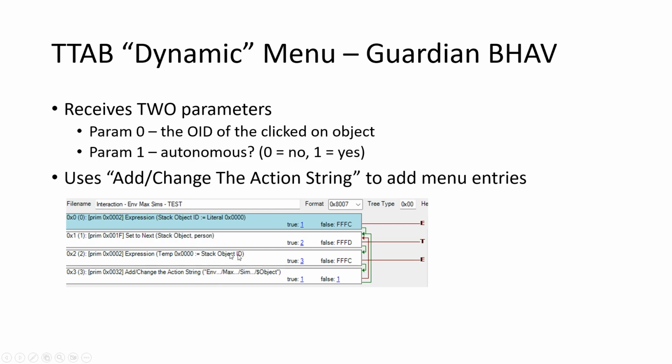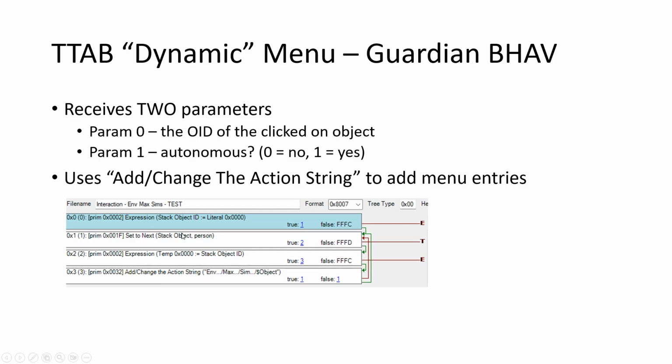We're going to do some magic of shoving their stack object ID into temp0, and then we call this add change the action string env sim $object. Because the sim's OID is in stack object, this $object will come out as their name. So if we've got Fred, George and Bert on the lot, the first time round we will find Fred, and it will add us an action string of env sim Fred.